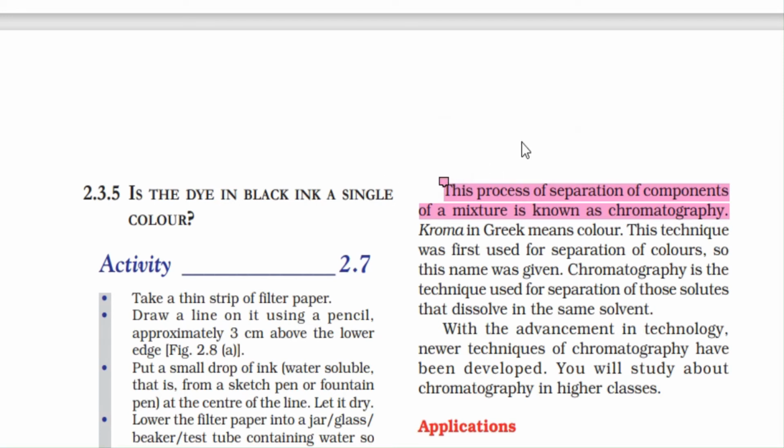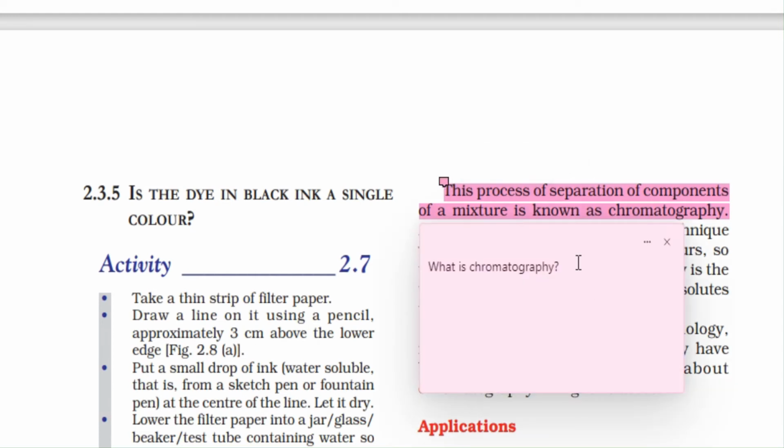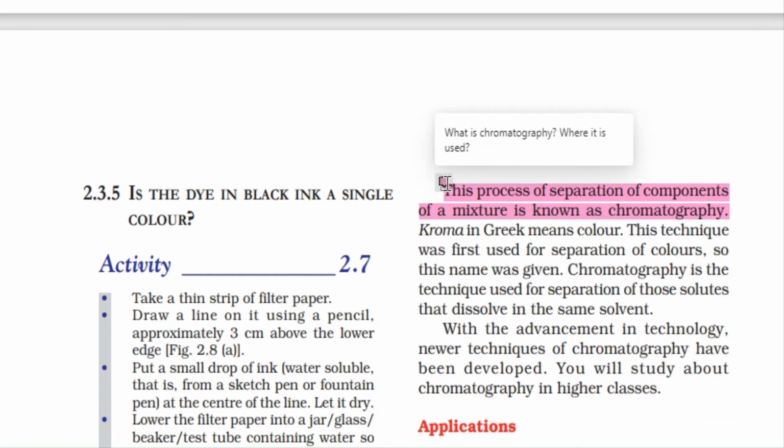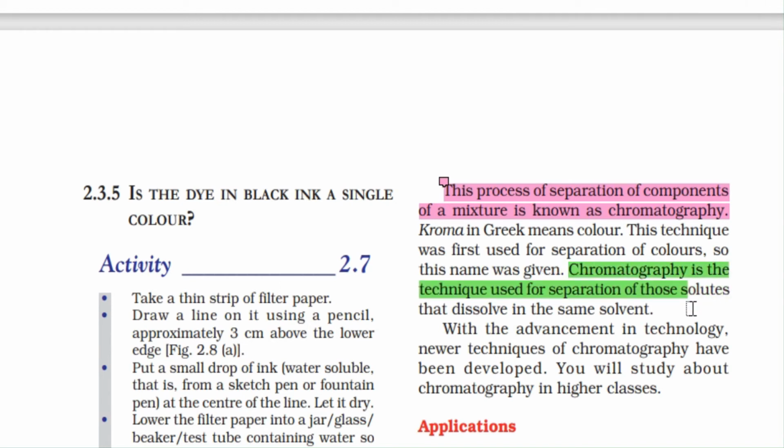A question we can make: what is chromatography, and where is it used? For where it is used, the answer is that the chromatography technique is used for separation of those solutes that dissolve in the same solvent.